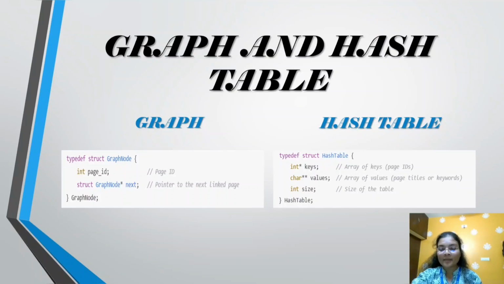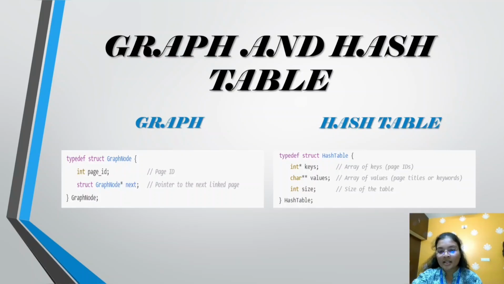A graph represents pages and links between them. Here we are using a simple linked list structure to represent the graph. The page ID variable is the ID of the web page represented by this node. Then the next variable is the pointer that links the current node to the next node, forming a linked list of pages. In the context of a web search engine, this could represent the links between web pages.